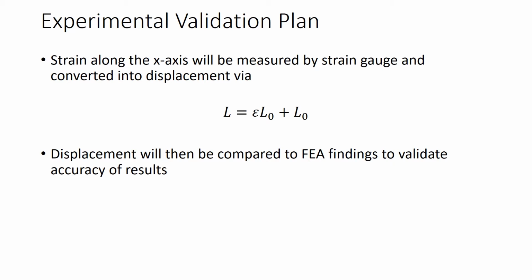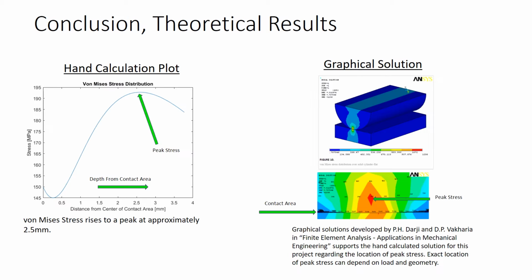When the test is run and the load is applied to the half wheel, the strain will be measured, and by using the pictured formula, it can be converted into a displacement. This measured displacement can then be compared to the displacement found in the finite element analysis.